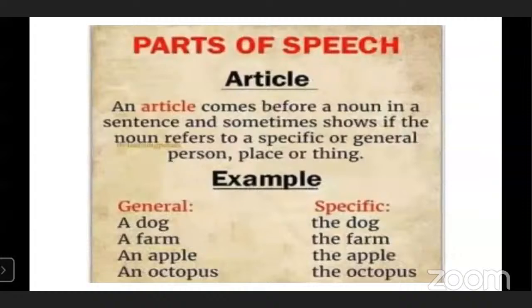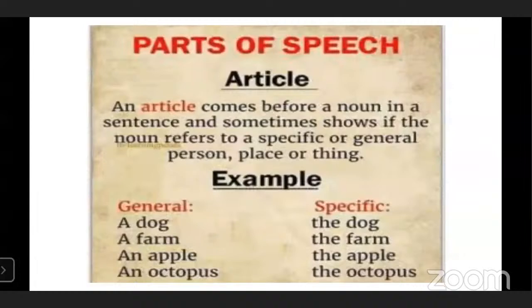That means the word which we use to write or to speak a sentence, which we use in a sentence before a noun, that becomes an article. See its examples. In general, what is given? A dog. Here the word dog is a noun and we had used a before that dog. That is an article. A dog, a farm, an apple, an octopus.